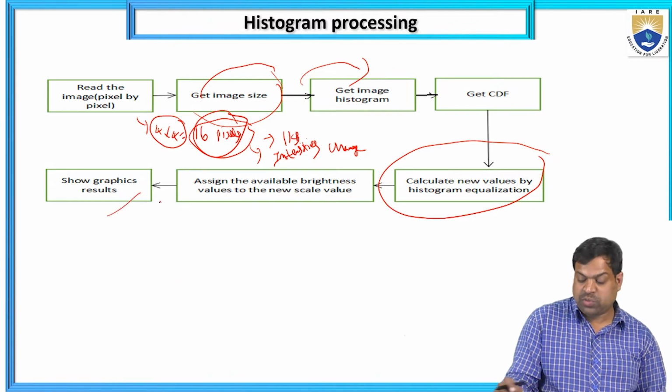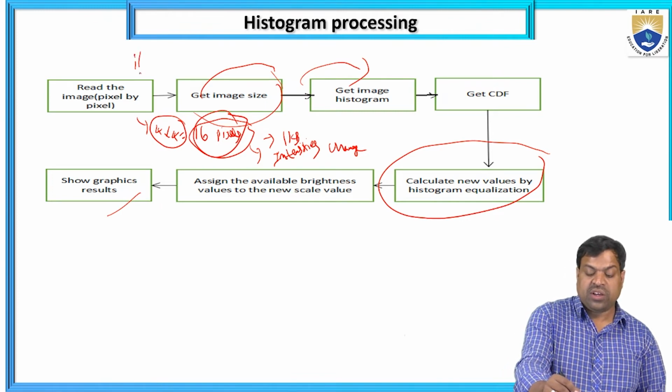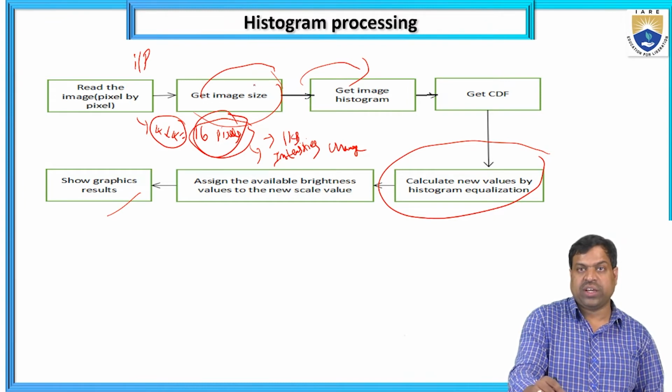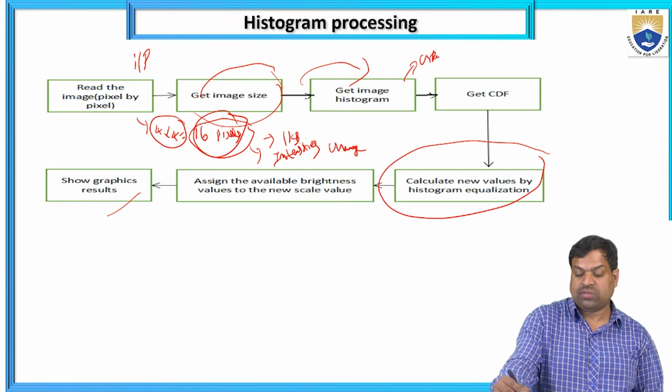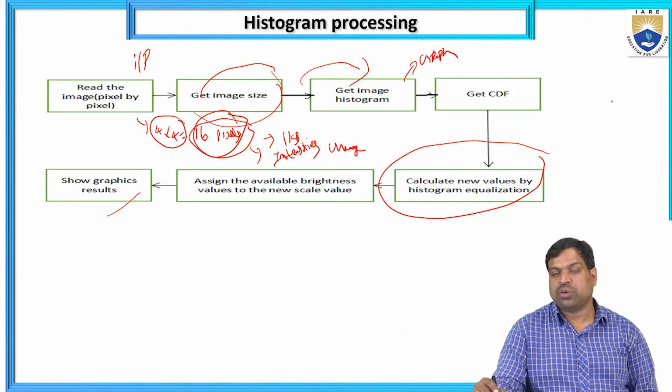Graphics means we are taking it in the form of a graph. So here is the input: read the image pixel by pixel. How many pixels? 16 pixels are there, as the example I'm taking. Get the image size. For the 16 image pixels, what is the size? I'm taking 1 KB as an example. Get the image histogram. So for these 16 pixels with intensity values, what is the histogram process? What is the histogram graph? Then get the output of the histogram.